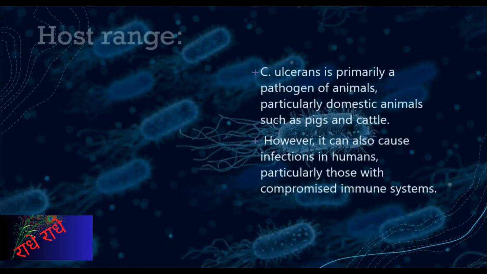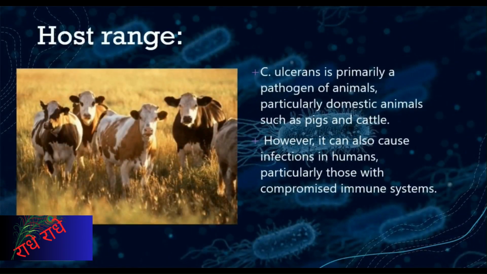Humans are not the original hosts of Corynebacterium ulcerans. The bacterium's primary reservoirs are domestic animals such as pigs and cattle. However, C. ulcerans has been linked to infections in humans, particularly those with weakened immune systems. While C. ulcerans is not considered a widespread pathogen in humans, its emergence needs to be monitored and preventive measures taken to reduce the risk of infections.